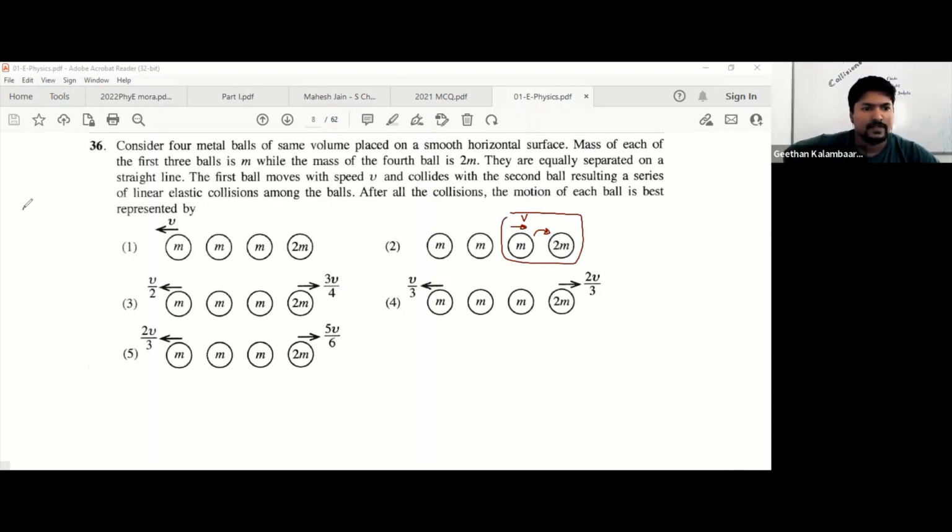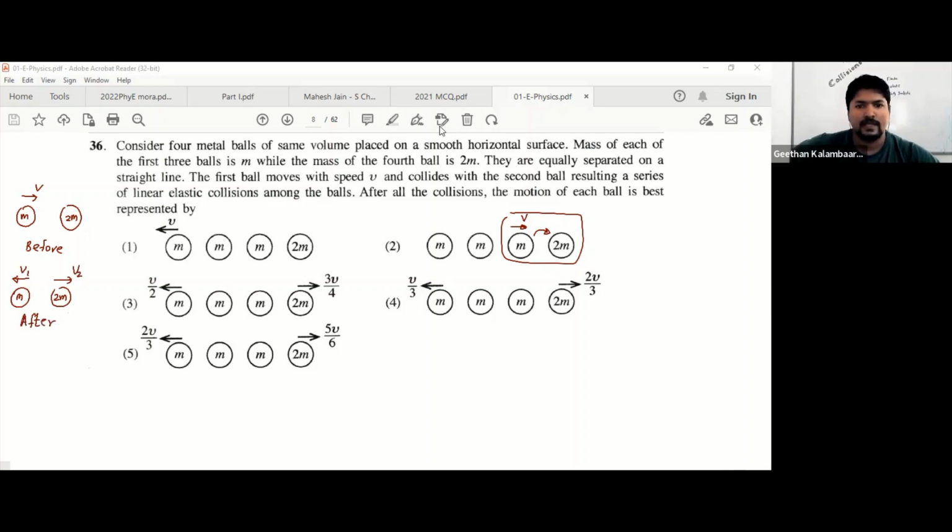So before and after scenarios, let me draw them here. This is before. And after, what should happen is that this should go to this side. It's the lighter mass. So that we will call V1 and this is V2. Right, so this is what happens after.